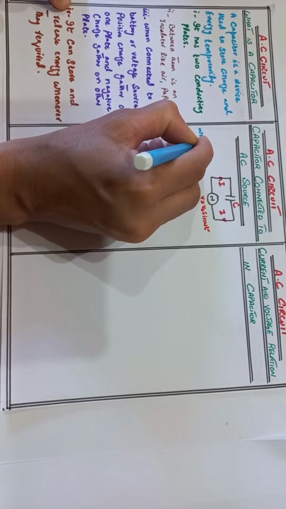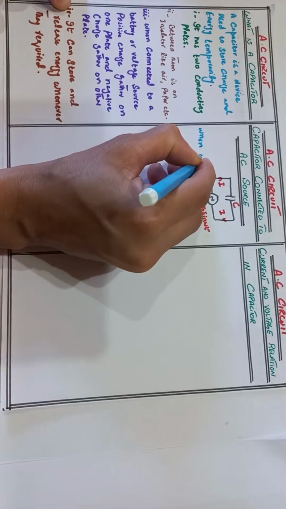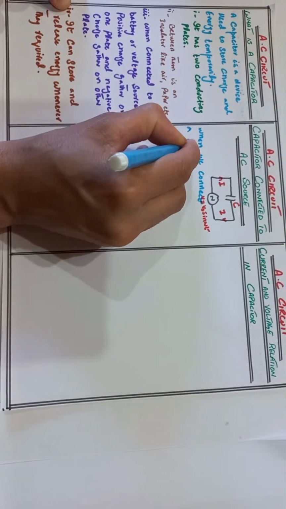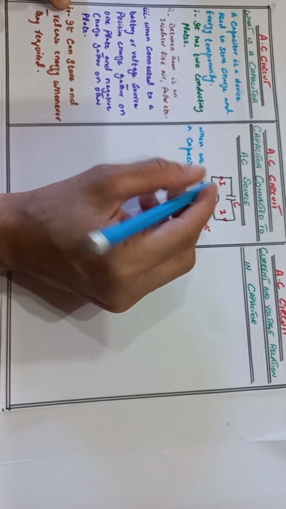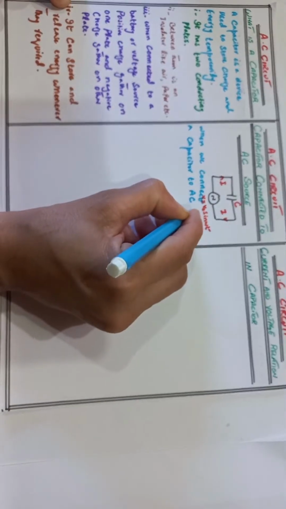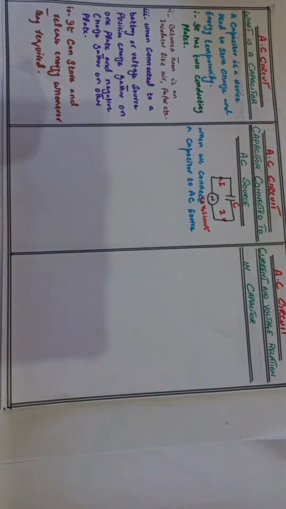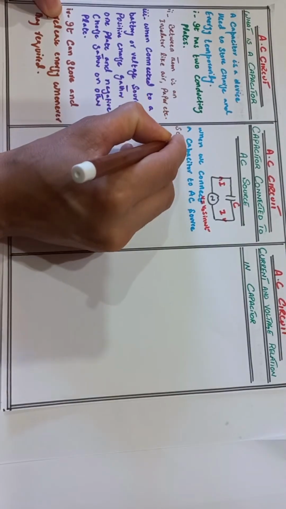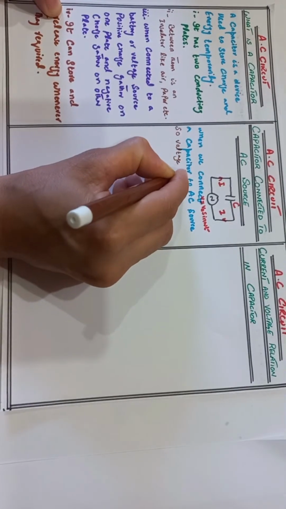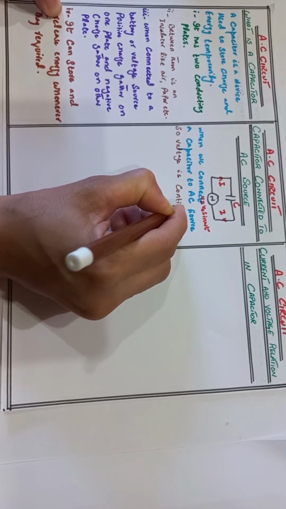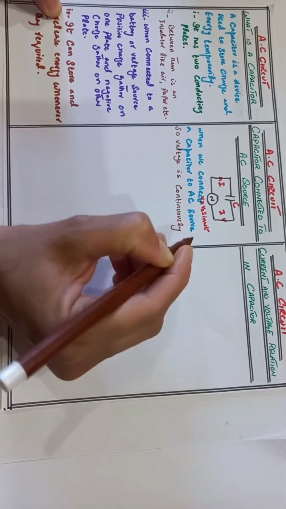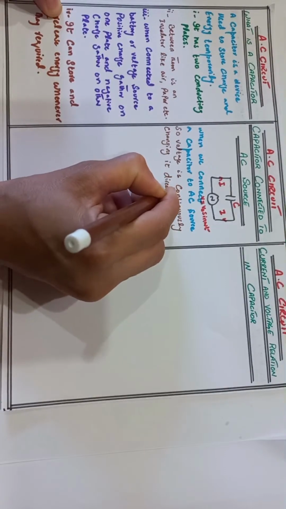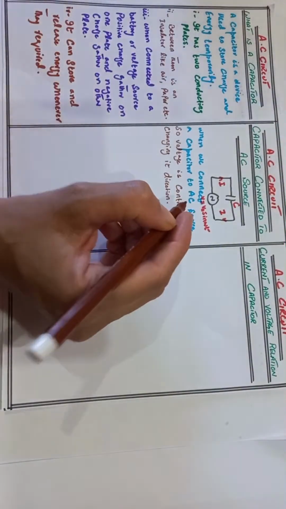So here we write that when we connect a capacitor to an AC source, the voltage is continuously changing its direction.